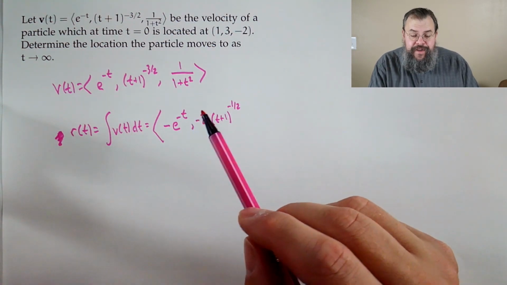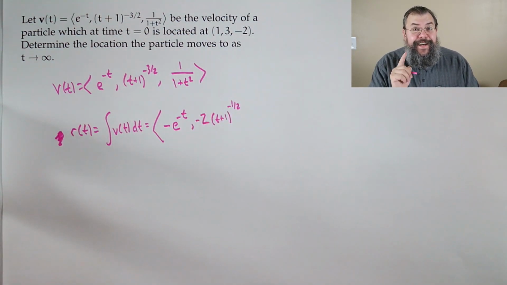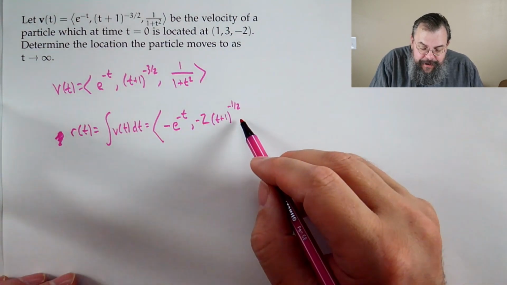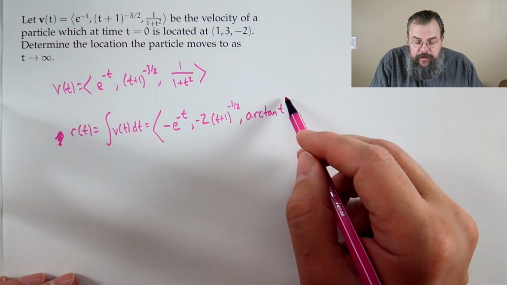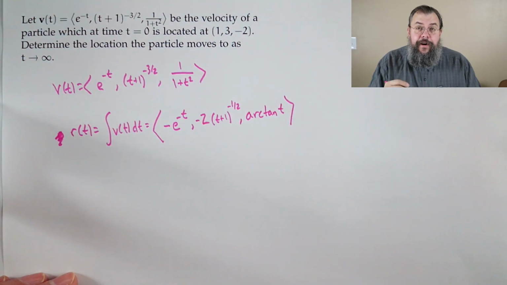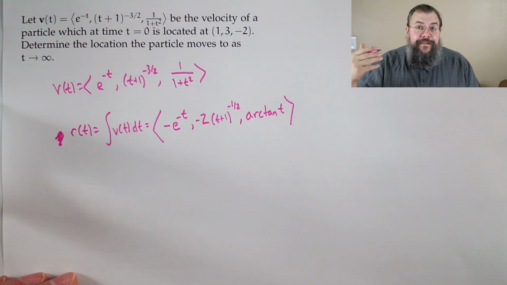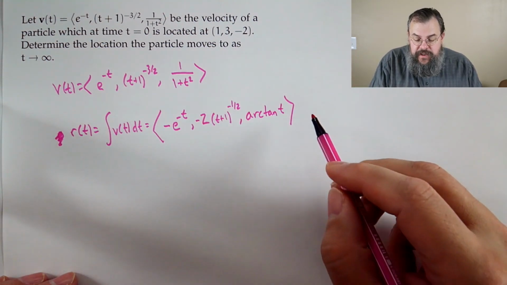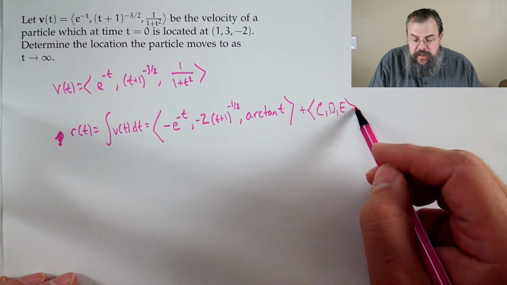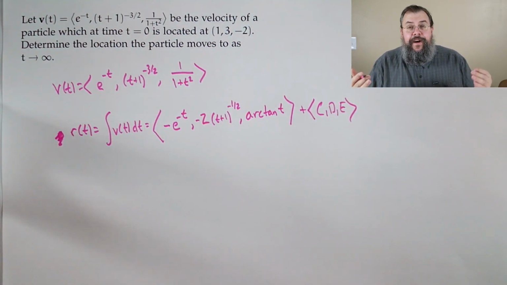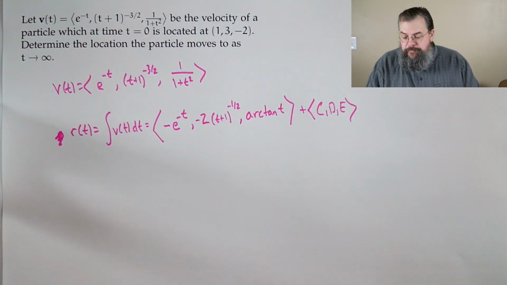Now, 1 over 1 plus t squared, aha, that's a good one. We should know that one. It's arctangent. Now, there's a constant. Or really, we should say, because it's a vector-valued function, a constant vector. So we'll write it as c, d, e. Okay, so there's that constant that we need to figure out.